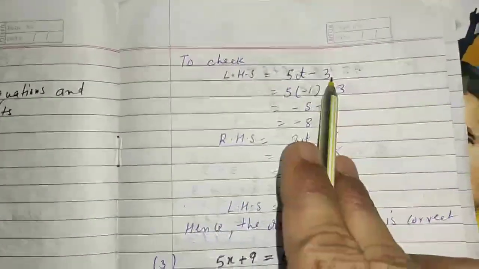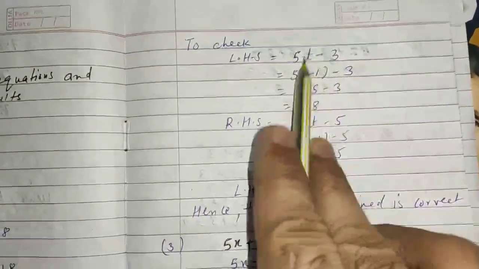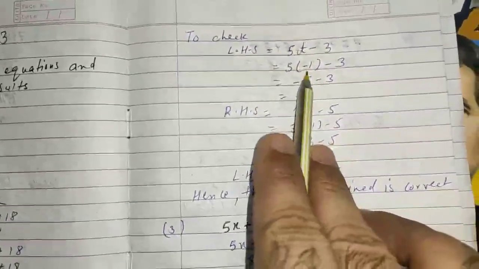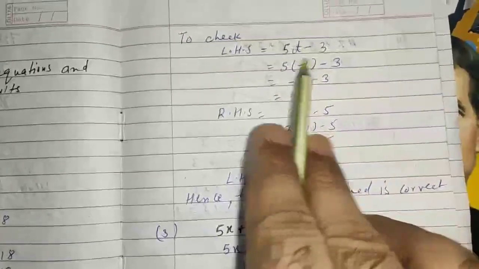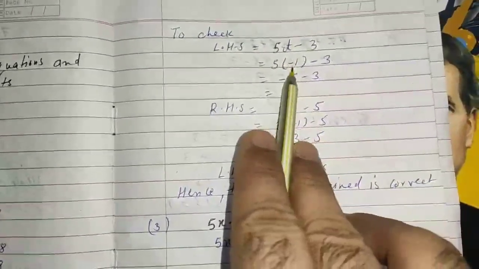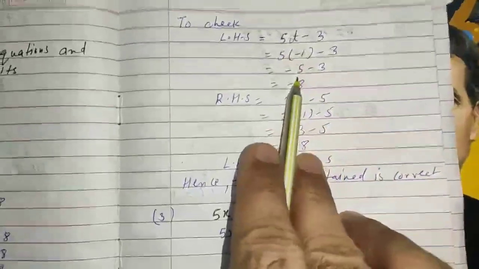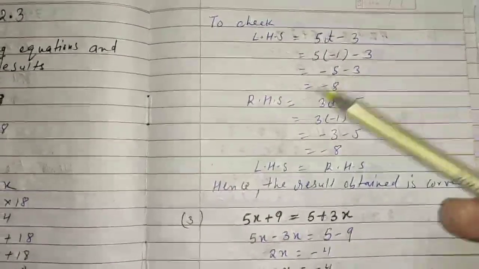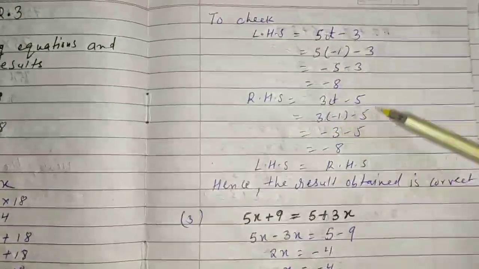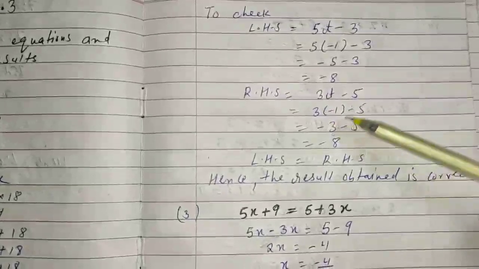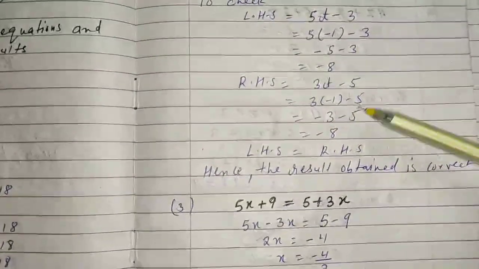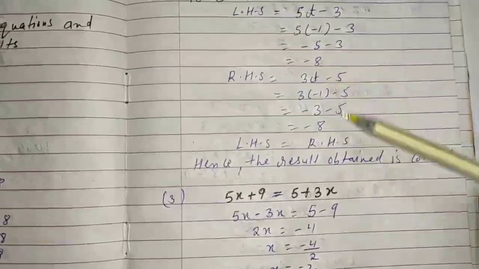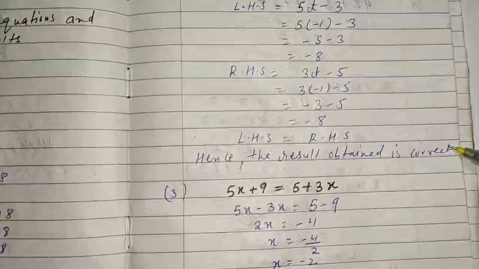LHS is 5t minus 3. That means you have to substitute the value of t. t is minus 1, that means 5 into minus 1. Either we write a multiplication sign or we put a bracket, both are the same thing. 5 into minus 1, and this is minus 3. 5 into minus 1 is minus 5, so minus 5 minus 3 is minus 8. Clear? Now RHS is 3t minus 5, that means 3 into minus 1 minus 5. 3 into minus 1 is minus 3 and this is minus 5, so minus 3 minus 5 is minus 8. So LHS equals RHS, minus 8 and minus 8. Hence the result obtained is correct.